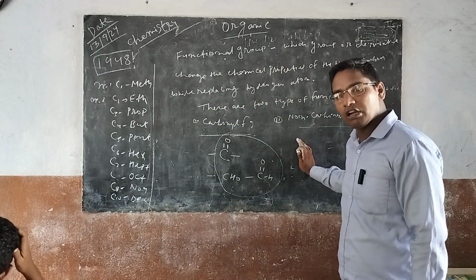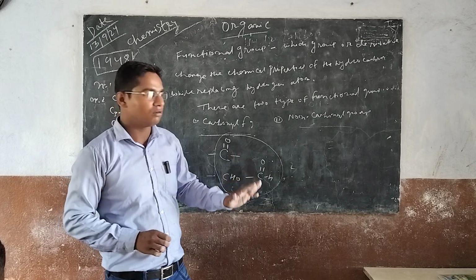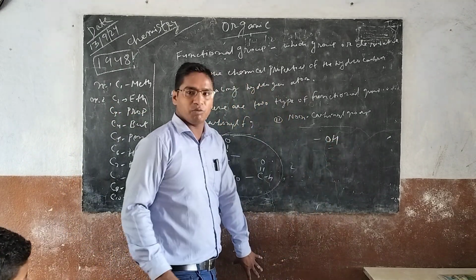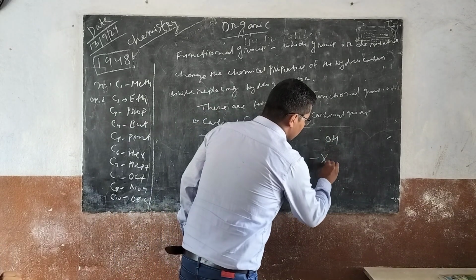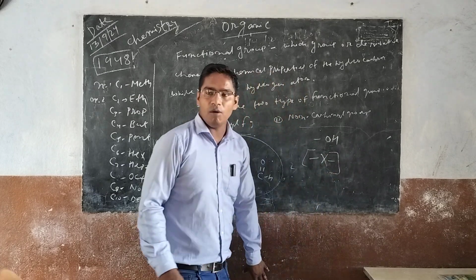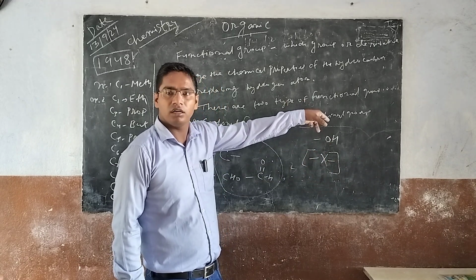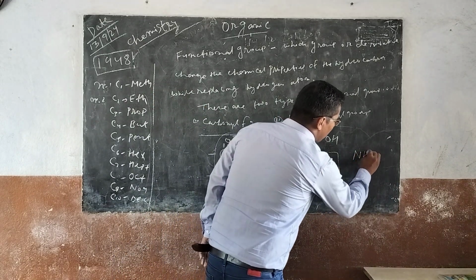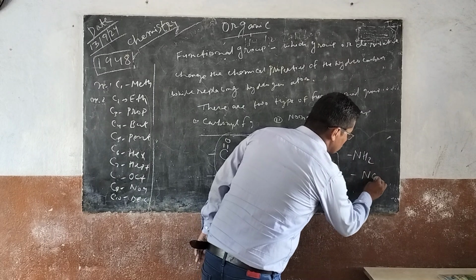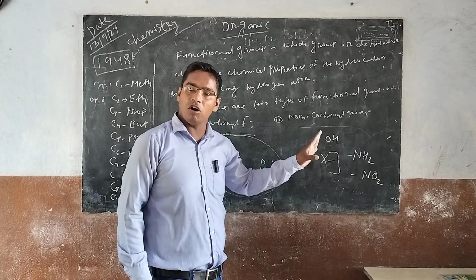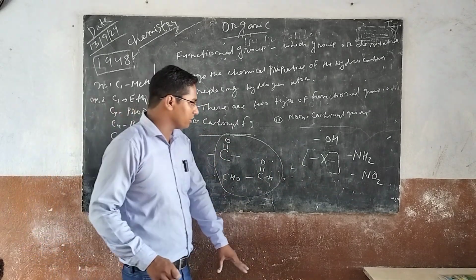In a non-carbonyl functional group, there is no carbon atom, like OH, the functional group of alcohol. X is the symbol of halogen, also non-carbonyl. NH2, amine, is also non-carbonyl. Nitro too. These are all non-carbonyl functional groups. Any problem?